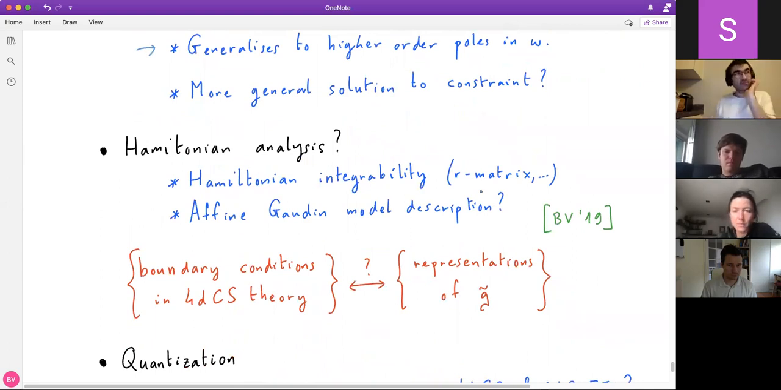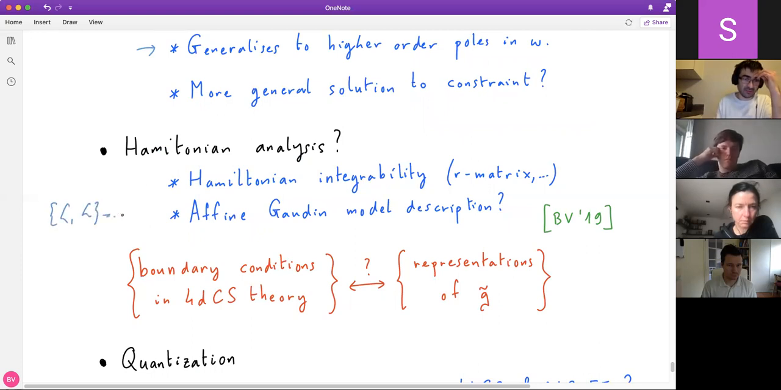I've focused here on Lagrangian formulations of integrable field theories, but it would be interesting to understand the relationship with Gaudin models by studying the construction I've told you about in the Hamiltonian setting. So specifically, if you're familiar with integrability, you want to understand what is the underlying R matrix for these integrable field theories and so on. And this passage to Hamiltonian formalism would be necessary to make a connection with affine Gaudin models. So it's known that 4D Chern-Simons and affine Gaudin models are actually intimately related. If you perform a Hamiltonian analysis of 4D Chern-Simons, you get exactly the Poisson algebra satisfied by the Lax connection of a Gaudin model. So this is understood, but what's not understood is how the boundary conditions in 4D Chern-Simons theory relate to representations of the affine Kac-Moody algebra.